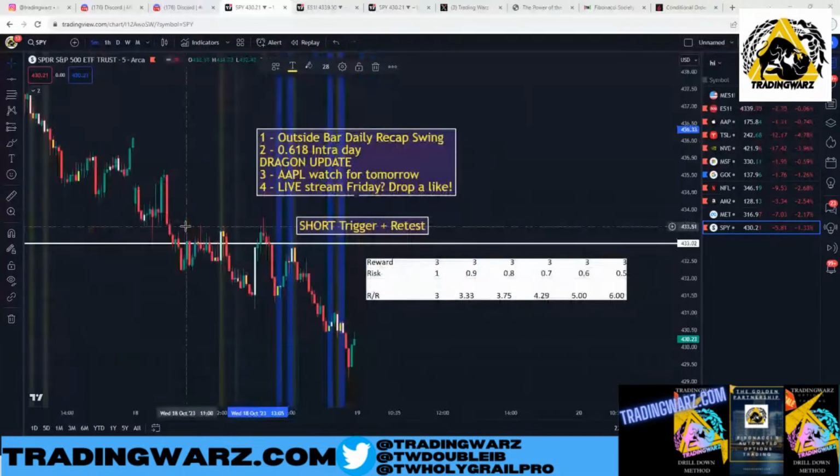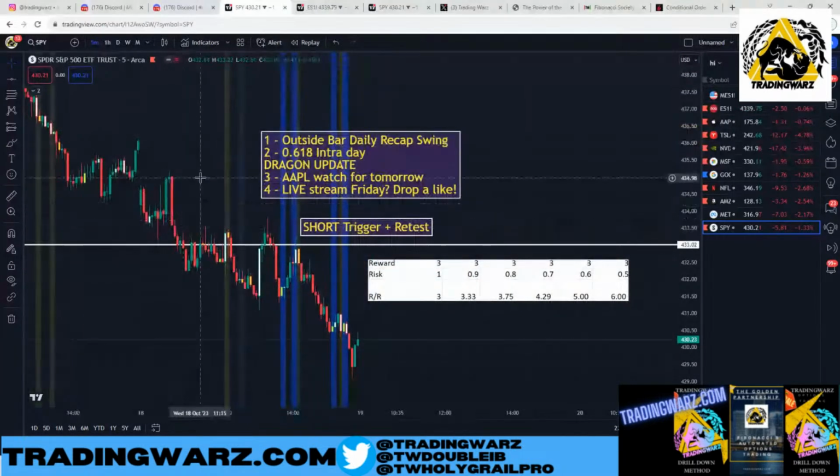So, guys, today we're going to talk about the outside bar swing strategy. This is one of the swings we posted in the Discord and also on the Twitter, as well as the YouTube. I'm going to talk to you about the basics of that. We're going to look at the 618 intraday setup. I'm going to give you some updates on the Dragons, and Apple is a big play for us to watch tomorrow. All right, guys? So, if you're ready, let's step into the war zone.